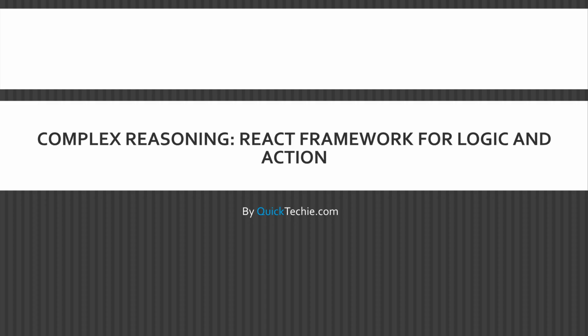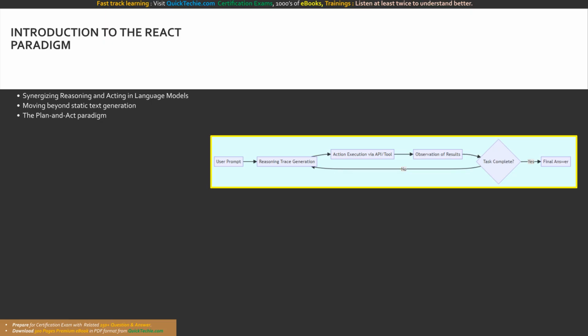Today we are exploring a paradigm shift in generative AI, synergizing reasoning and acting through the powerful ReAct framework. Today, we dive into one of the most transformative concepts in modern generative AI, the ReAct framework. ReAct stands for reasoning and acting. Introduced in groundbreaking research by Yao et al., it addresses a critical limitation in traditional language models. While models are fantastic at generating human-like text, their ability to reason through complex tasks and dynamically interact with the outside world was traditionally weak.